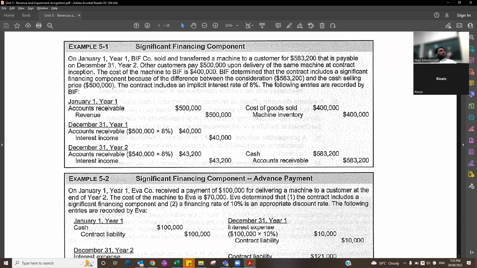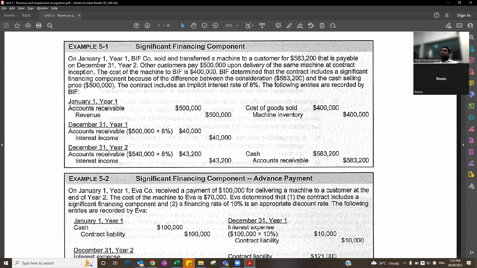We have an example. On January 1st, year one, BIF company sold and transferred a machine to a customer for 583,200. That is payable on December 31st, year two. That means after 2 years, right? Other customers pay 500,000 only upon delivery of the same machine at contract inception. The cost of the machine to BIF is 400,000. So I purchased it for 400,000.